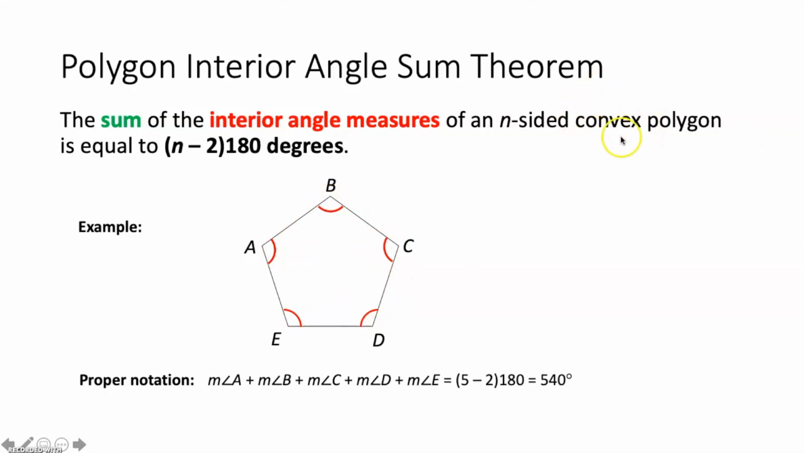Also note, it must be a convex polygon, meaning all the angles must be pointed outwards. There can't be any angle that caves in to the given polygon. There can't be any reflex angles where the interior angle measures greater than 180 degrees.